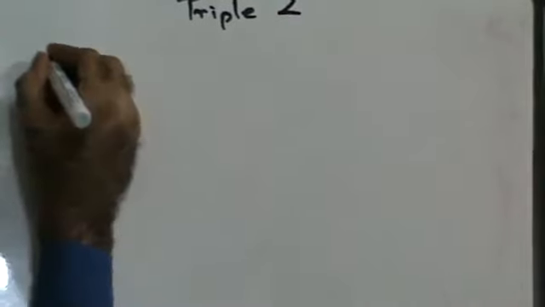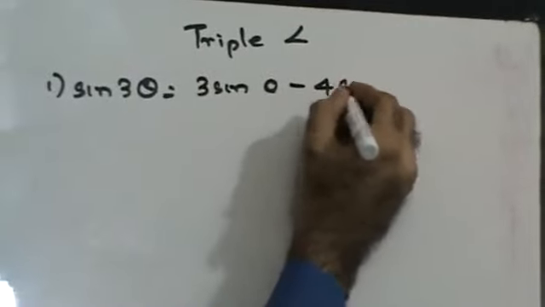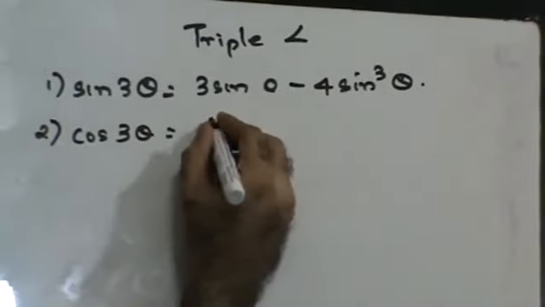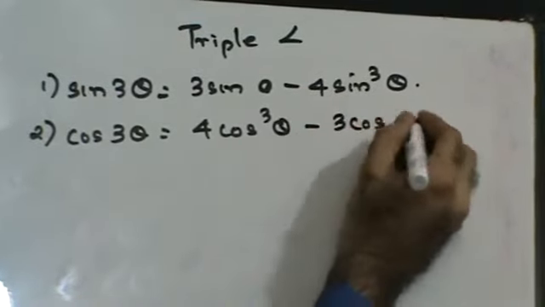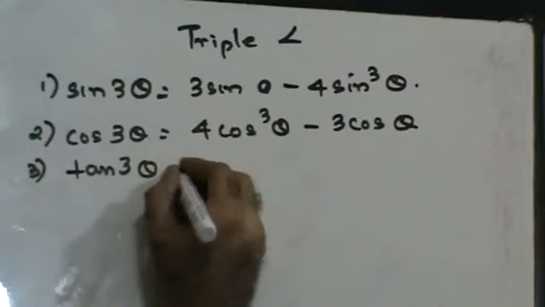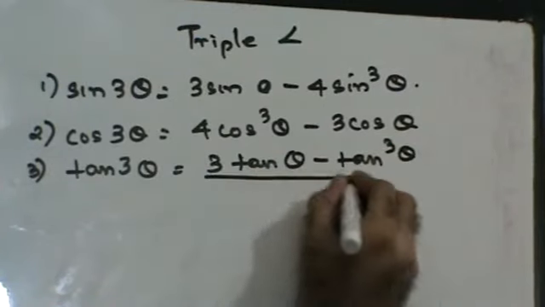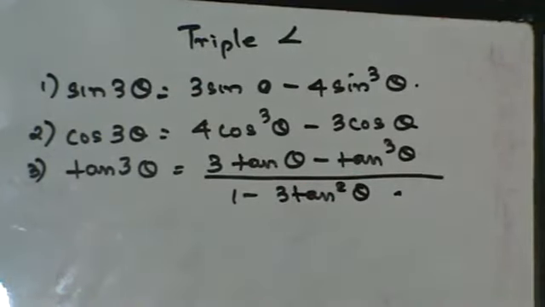Triple angle. One, you have sine 3 theta. As the name suggests, triple angle 3 theta. Sine 3 theta is 3 sine theta minus 4 sine cube theta. Next, cos 3 theta. Cos 3 theta is 4 cos cube theta minus 3 cos theta. Next, tan 3 theta. Tan 3 theta is (3 tan theta minus tan cube theta) upon (1 minus 3 tan square theta). These are my three triple angle formulas. I don't think I've given you these formulas before. That's the reason I've given you all the formulas now.